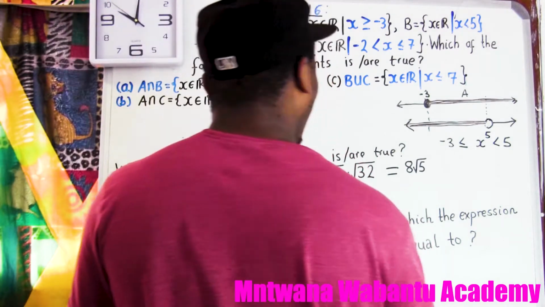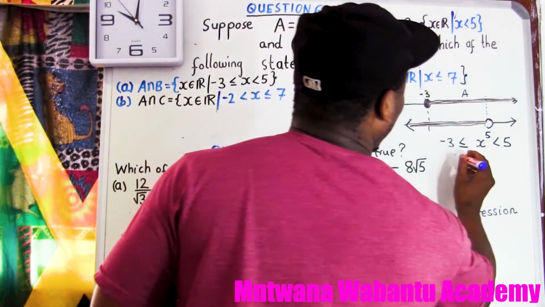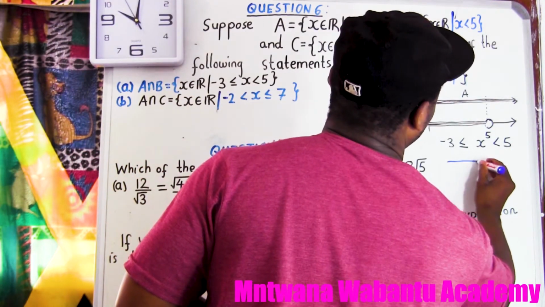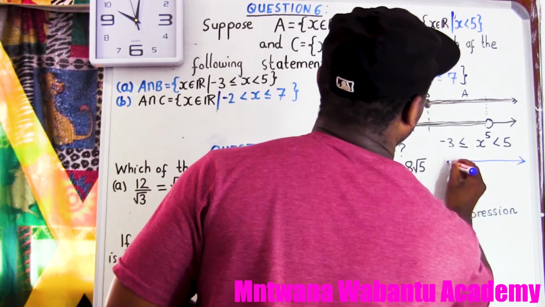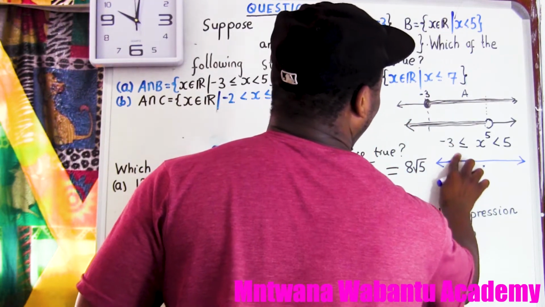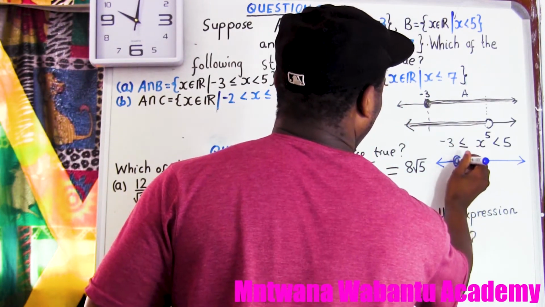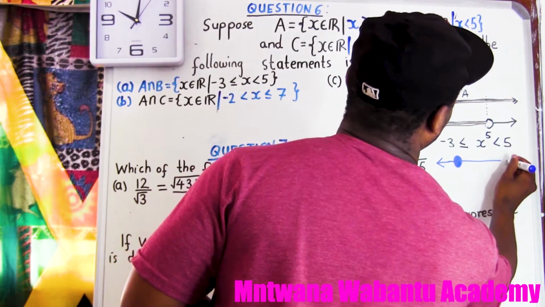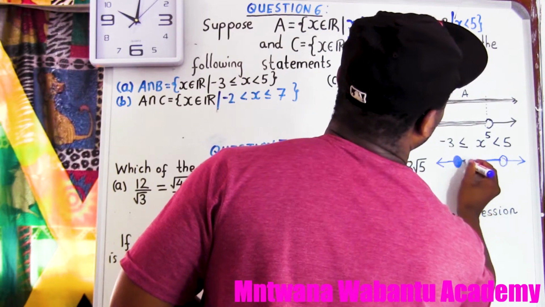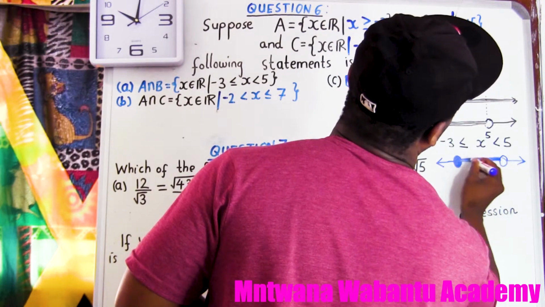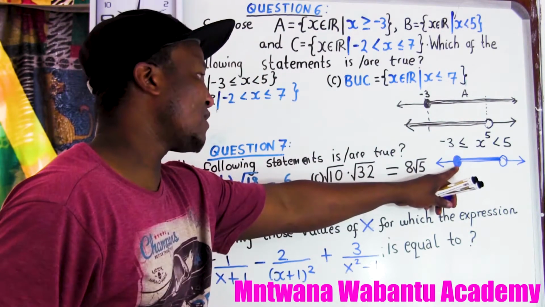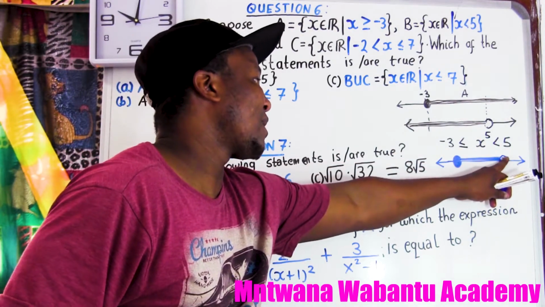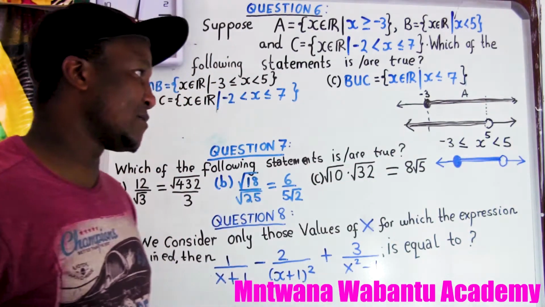If you want to write it as one number line, they might ask in terms of a number line, then it could be like this. I'd say -3, but it's including, so I'd do it like this. And then +5, but it's excluding, so I'd do it like this. This is what we need. Then you highlight here, because remember it starts from -3 to +5, but this end is excluding, so leave it empty.